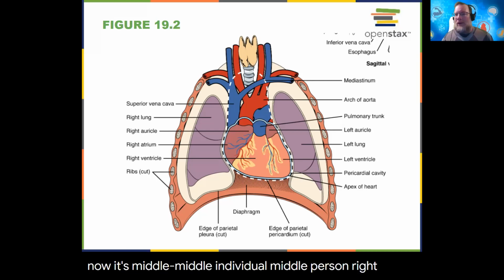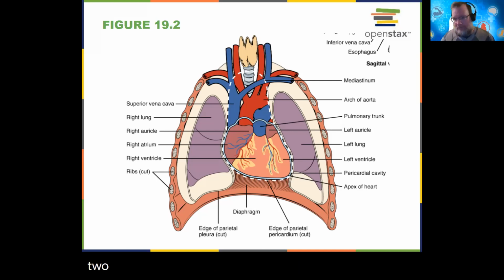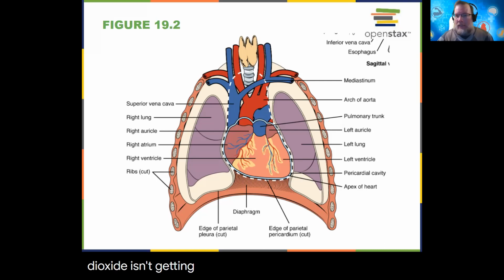So anyway, the heart is kind of that cog in the middle. It's where everything has to get pumped either to the lungs or to the body. All of the blood needs to be moving, and if the heart's not pumping, the blood's not moving. And what that means is oxygen isn't getting delivered, carbon dioxide isn't getting brought to the lungs, and that's a big problem. So anyway, this introductory slide has a lot of verbiage. There's all kinds of terms, so we're going to look at those now, breaking them down individually.